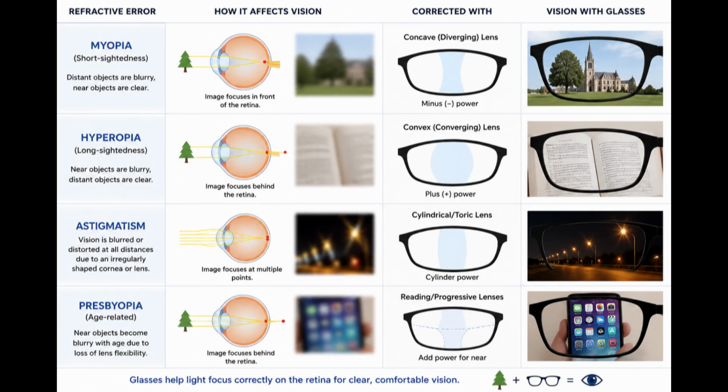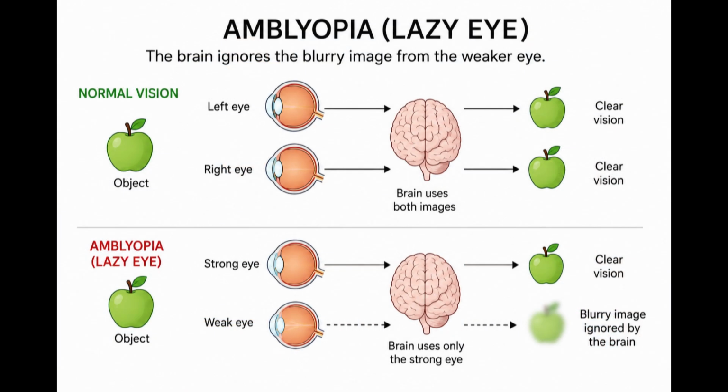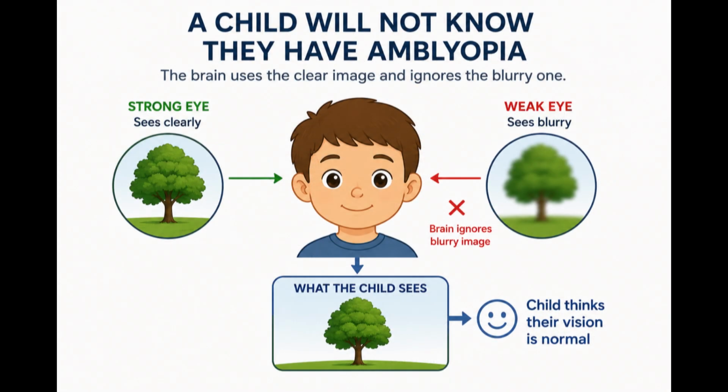Another possibility is amblyopia, sometimes called a lazy eye. This develops when normal visual development has been disrupted, particularly during childhood. It can be associated with unequal refractive errors, strabismus, or other causes of poor visual input during development. Importantly, a child does not necessarily know that one eye is seeing less well. They may simply experience their vision as normal.